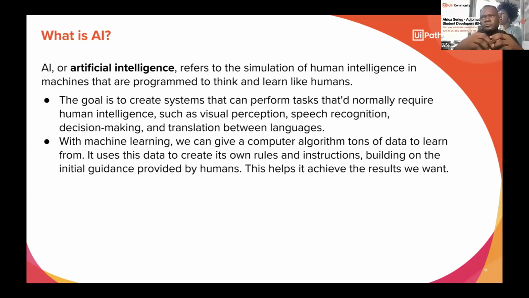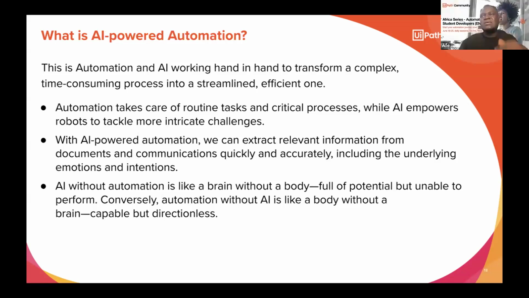So the next thing I think we should talk about is, how do we connect artificial intelligence to AI-powered automation? This is automation and AI working hand in hand to transform a complex, time-consuming process into a streamlined, efficient one. So automation takes care of routine tasks and critical processes on the one hand, while AI empowers robots to tackle more intricate challenges. So AI is employed within automation to make predictions, to handle variability, and to interpret unstructured content.